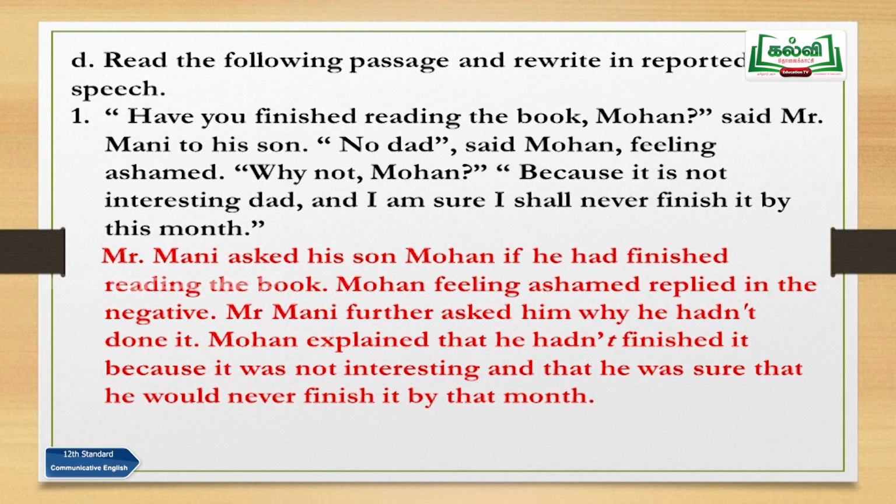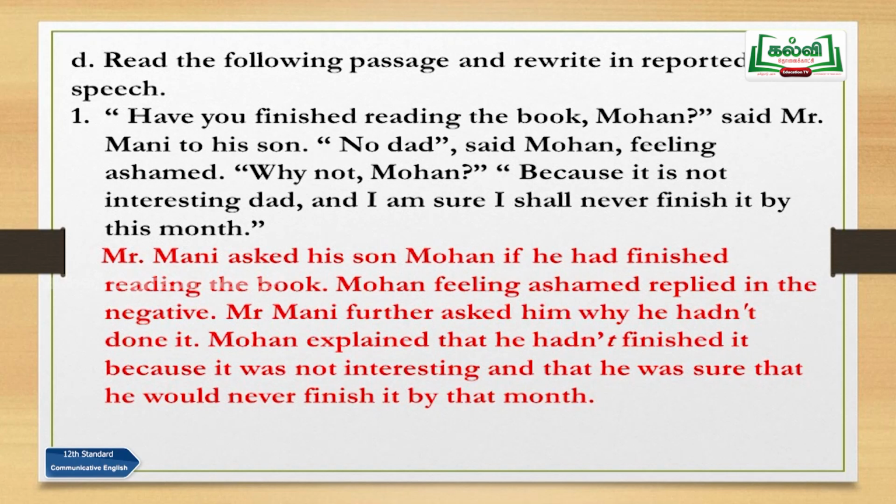Now look at the answer given by Mohan. Because it is not interesting dad, and I am sure I shall never finish it by this month. So he expresses his displeasure at the book. He gives a reason and he also indicates that he is not going to finish it. So Mohan explained that he hadn't finished it because it was not interesting. So because it was not interesting, and that he was sure. So you got that conjunction, and I am sure. So and that he was sure I shall never finish it. He would never finish it by this month.